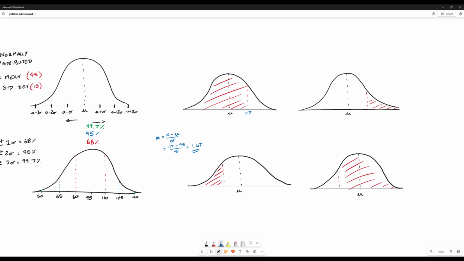So on the bottom left, we did it for 1, 2, and 3. Now we have also considered a situation where we've added on 1.47 sigmas. That's what we've just done there. That's what we're saying.